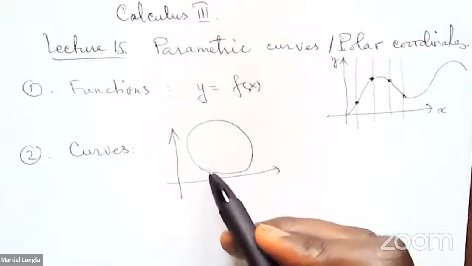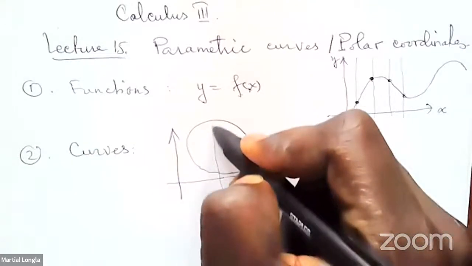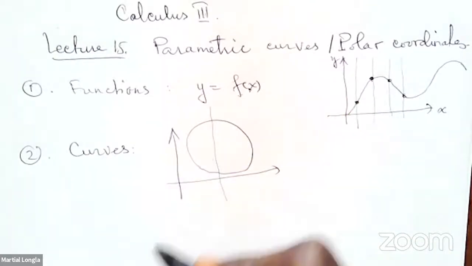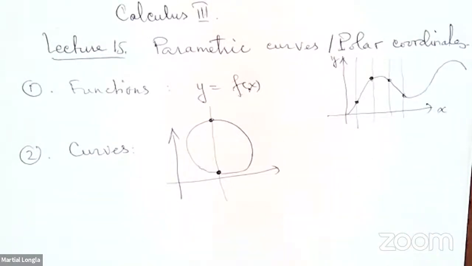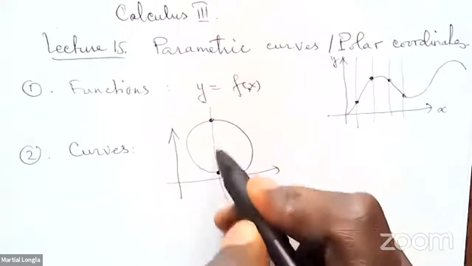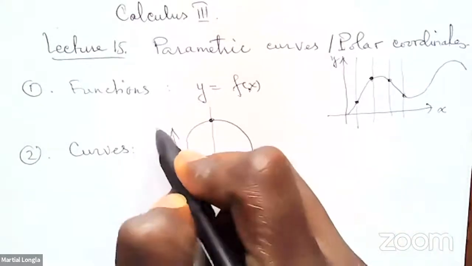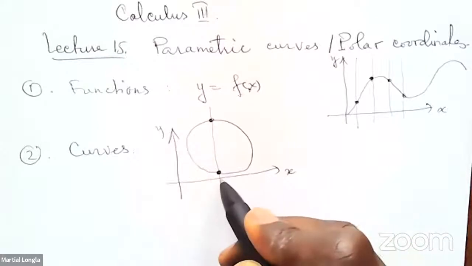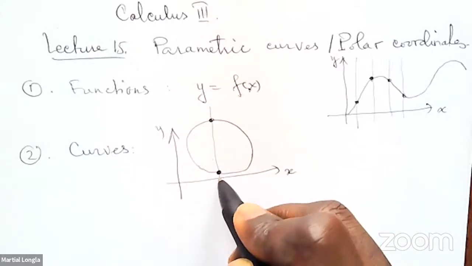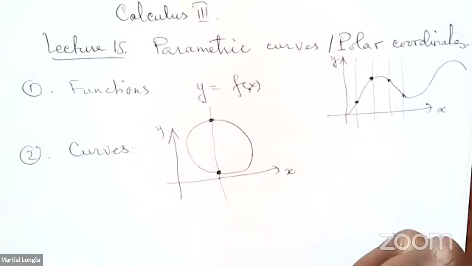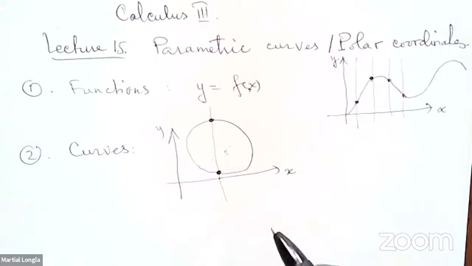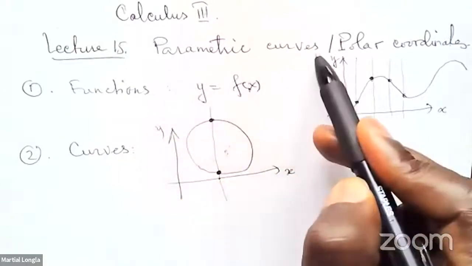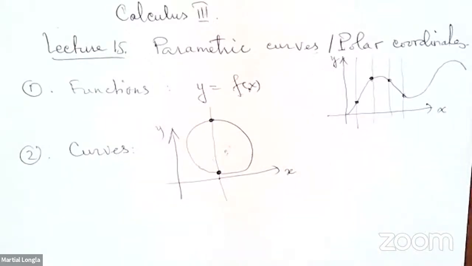You can't define this as y equals f of x because if I draw a line here, I'm going to touch that graph twice. So I cannot have this as y equals f of x because if I take this value of x, I'm going to have two values of y. But then I can define this thing as a curve. How do I do that? That's where the topic of this course comes in, parametric curves.